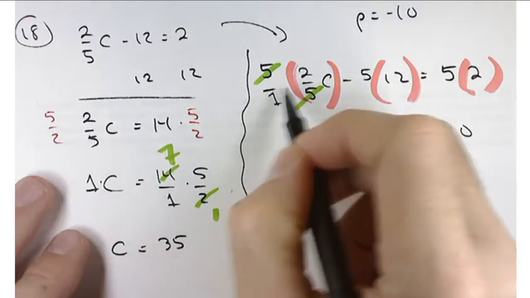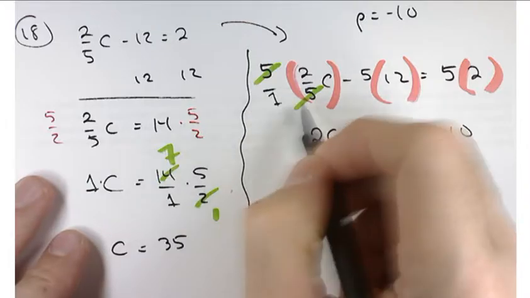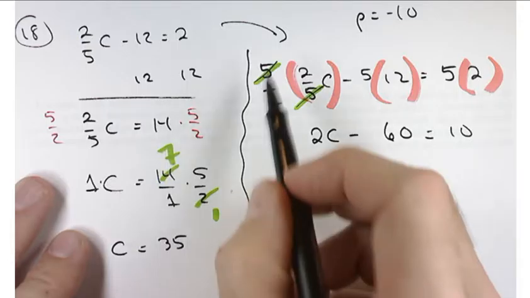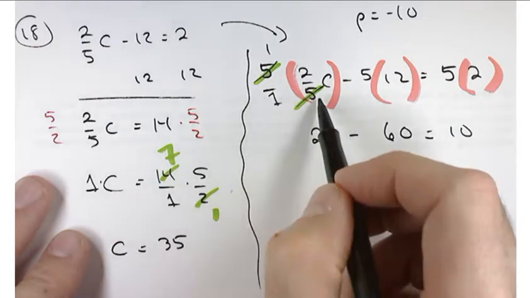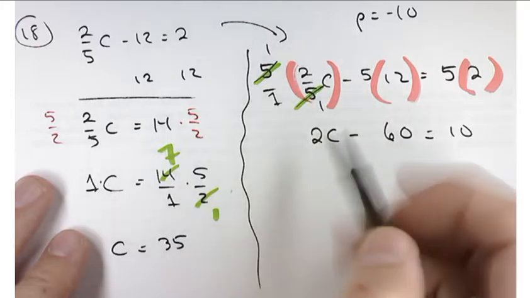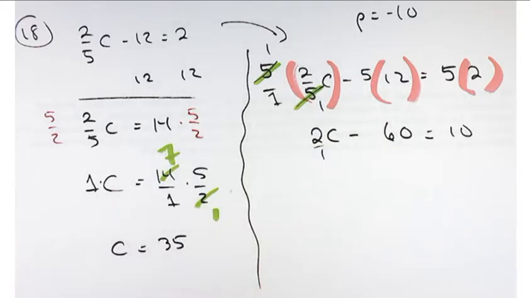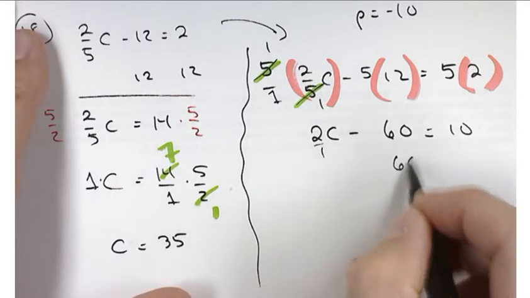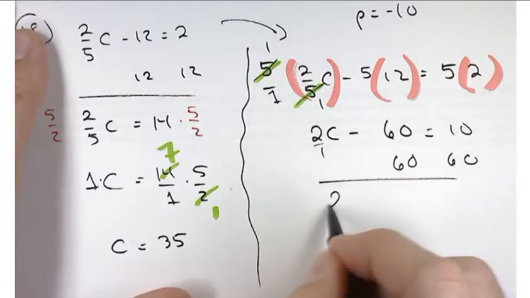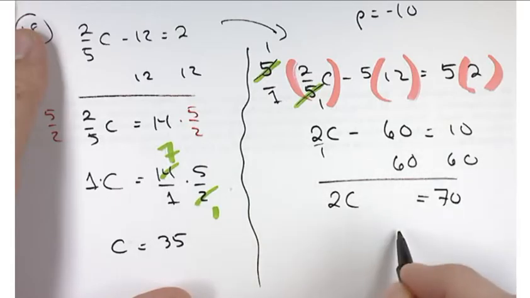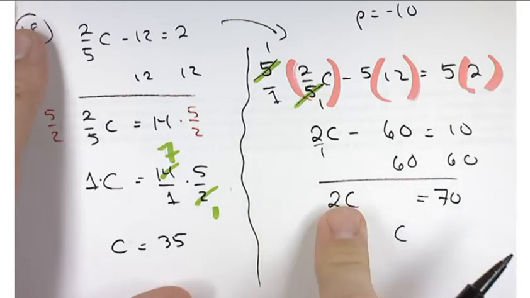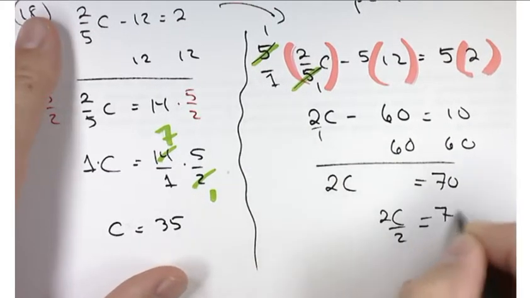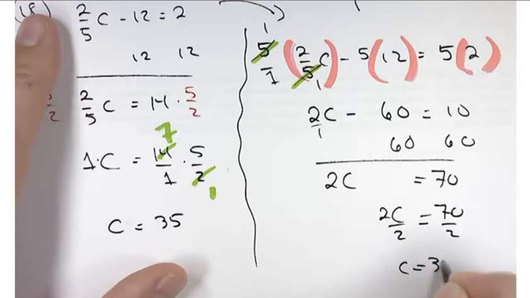So for my convenience, I wrote that as over 1, and I just did that cancellation there. So that leaves me with 1 times 2 over 1 times 1, 2 over 1. Just 2. To finish this up, I'll add 60 to both sides. I get 2C equals 70. What do I have to do to finish now? Divide by 2. And 70 divided by 2 is 35.